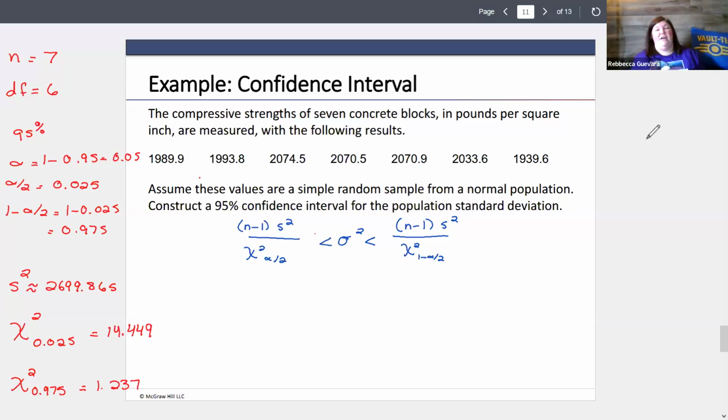Okay, so if I need the confidence interval for variance, it's going to look like this. So n minus 1 times the variance for your sample divided by your chi-squared of alpha divided by 2. This is one side, and on the other side is n minus 1 times sigma squared divided by your chi-squared of 1 minus alpha divided by 2. So you always want to put your bigger chi-squared here and your smaller one goes here.